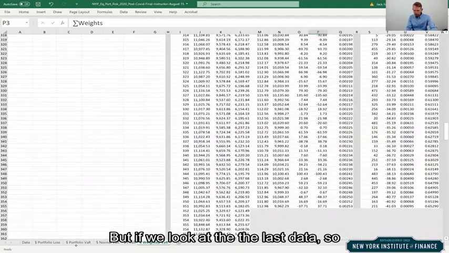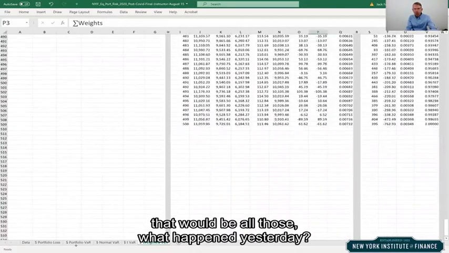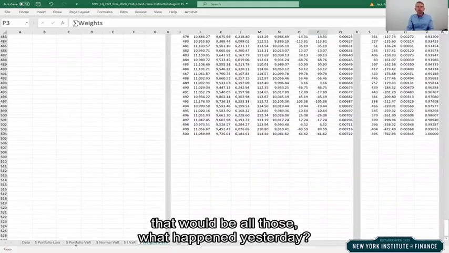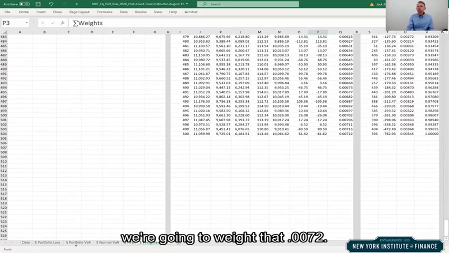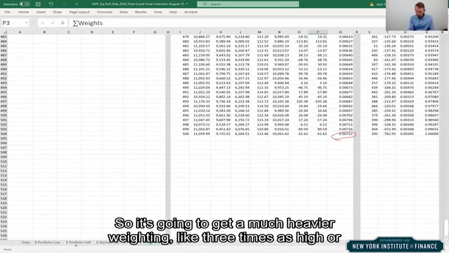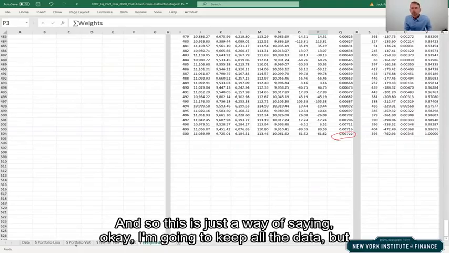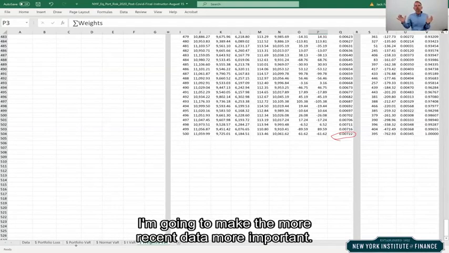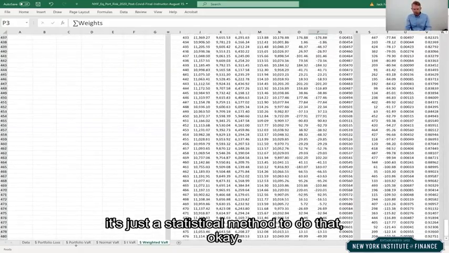But if we look at the last data, so that would be what happened yesterday, right there in August of 2020, we're going to weight that 0.0072. So it's going to get a much heavier weighting, like 3 times as high or more than the average weight that we had before. And so this is just a way of saying, okay, I'm going to keep all the data, but I'm going to make the more recent data more important and the old data less important. And there's just a statistical method to do that.